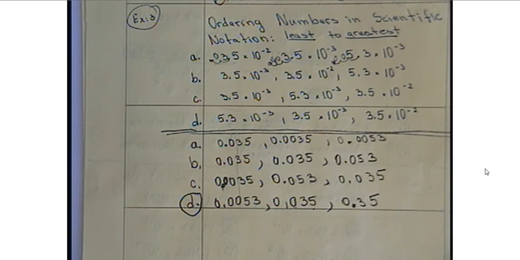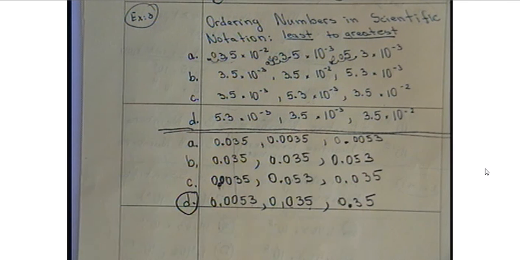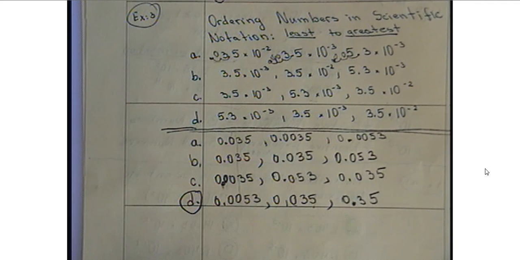D is showing you all the numbers from least to greatest, and the rest of them are not in the right order. Okay, so this is just a quick review again, and if you have more questions, we'll discuss in class. Thank you for watching the first video.